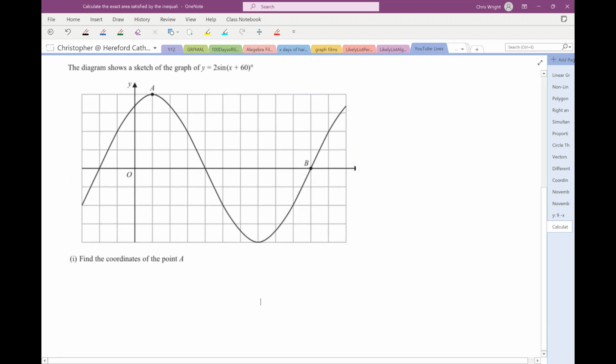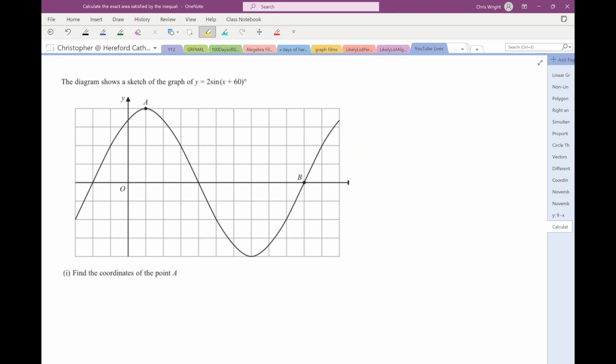It tells me that the diagram shows the sketch of the graph y equals 2 sine of x plus 60. I think I'm dealing with transformations of graphs here. And I'm asked to find the coordinates of point A. Now, this graph, this black graph here, is obviously a transformation of the graph y equals sine x.